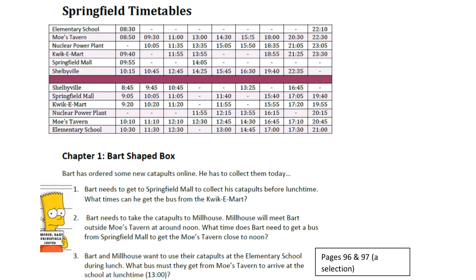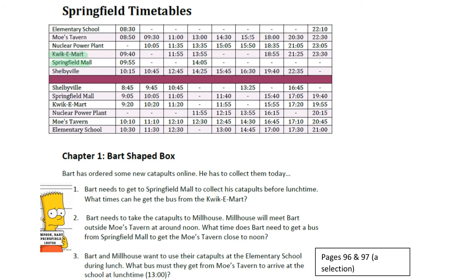And Bart has ordered some new catapults online. He wants to collect them. He needs to get to Springfield Mall to collect his catapults before lunchtime. What time does he get the bus from the Quickie Mart? So what he's doing is he's at the Quickie Mart and he wants to go to Springfield Mall.